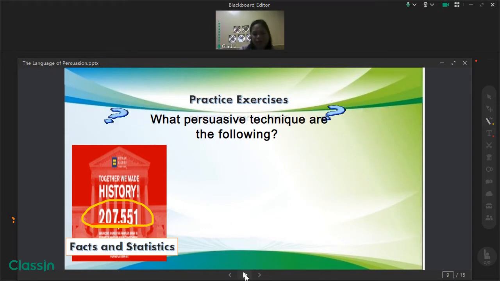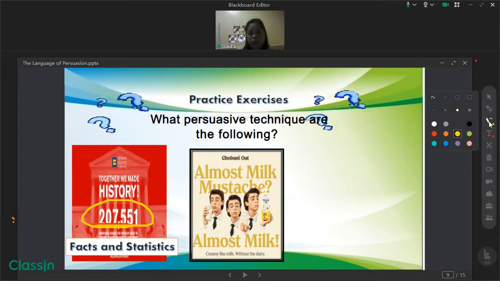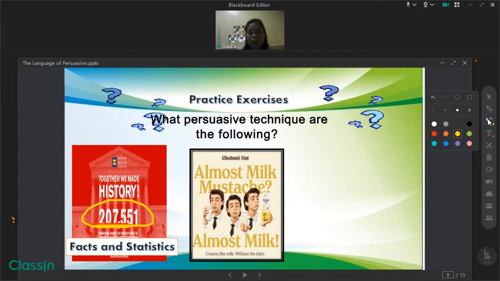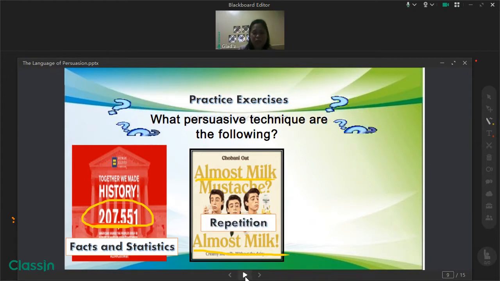Okay, and then how about this one? Almost milk, mustache, almost milk. Okay, so look for the clue. That will give you an idea of what persuasive language technique is used. If we analyze it, we have almost milk and then almost milk. So from there it is repeated words, a repeated phrase. So this is a repetition. The persuasive language technique used is repetition.